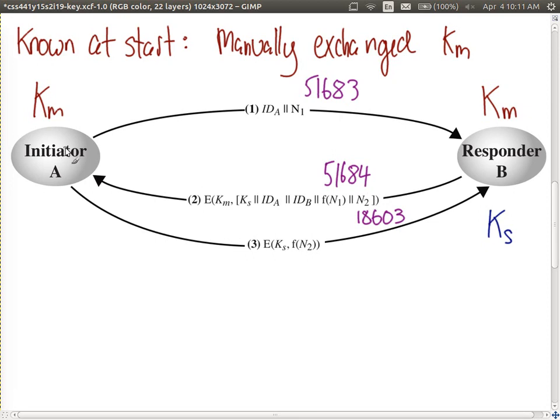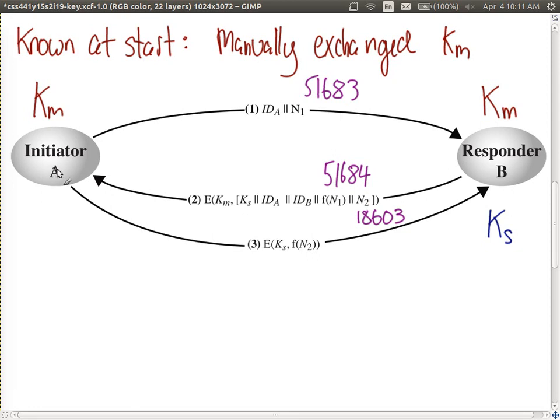To let A know that this message is a response to the first one. So the identities are included, the session key, importantly, is included, the 2 nonce values, or one's a function of the first one, and all of that is encrypted with KM. KM is the master key that both B and A know. So if someone intercepts this second packet, they cannot see KS. It was encrypted with KM.